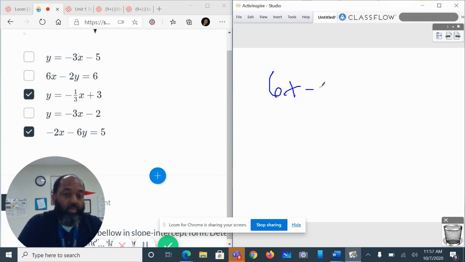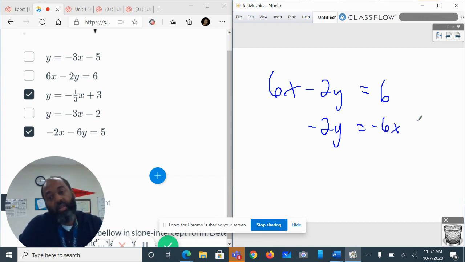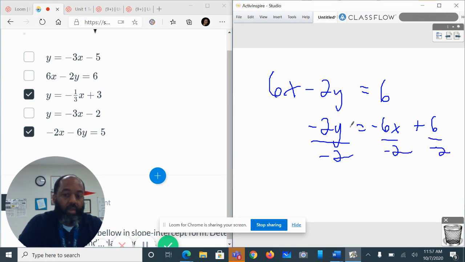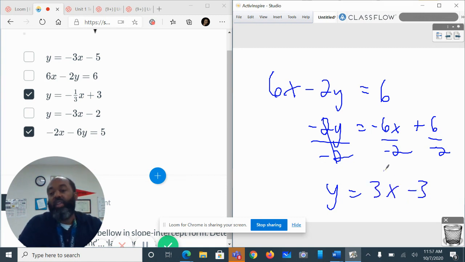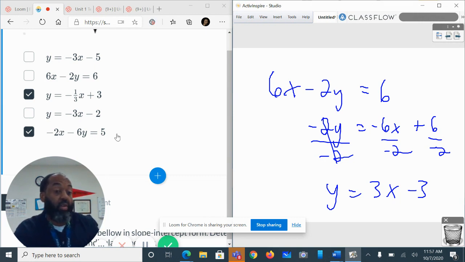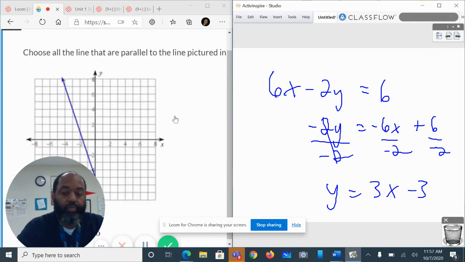So I got 6x minus 2y equals 6. Bring the 6x over. So it's negative 2y equals negative 6x plus 6, divide by negative 2. So y is equal to negative divided by negative is positive, that's 3x minus 3. This one has a slope of positive 3, but that's not negative 3. So it still wouldn't be that one. And the other one, if you were to solve it, gives you like negative a half or negative a third or something, but it doesn't give you the same thing. All right, next problem.